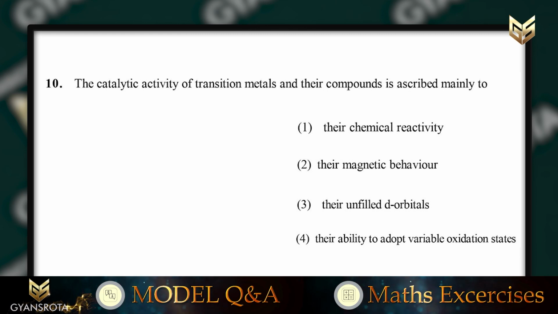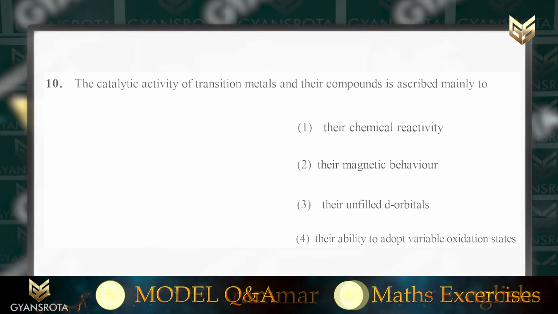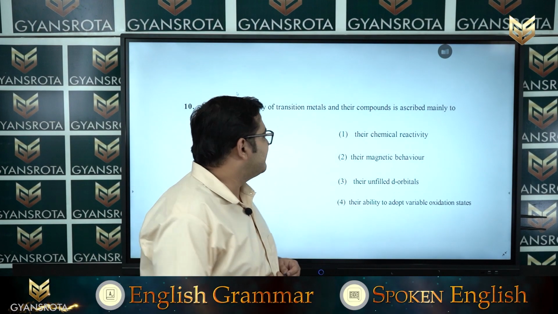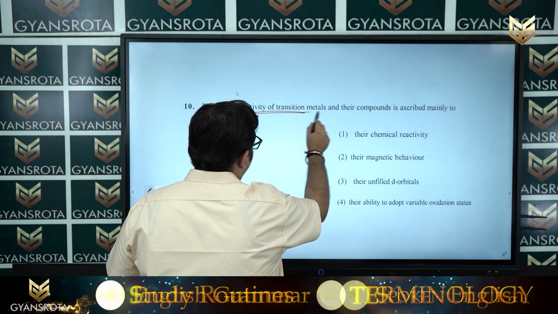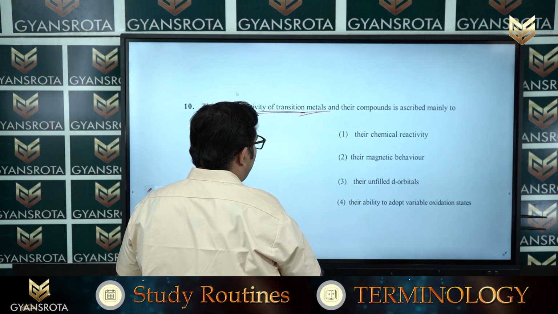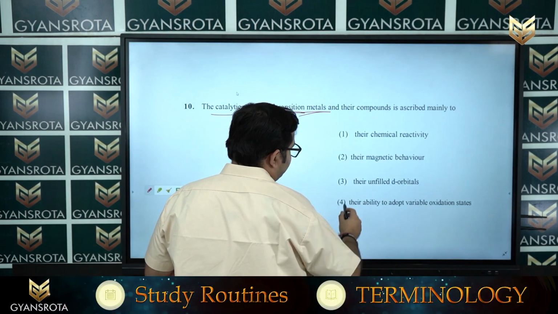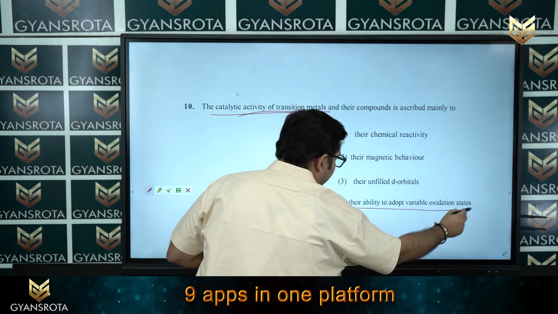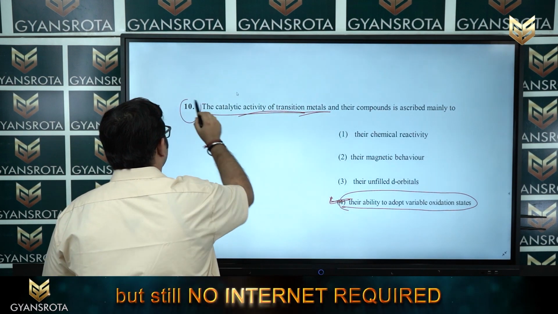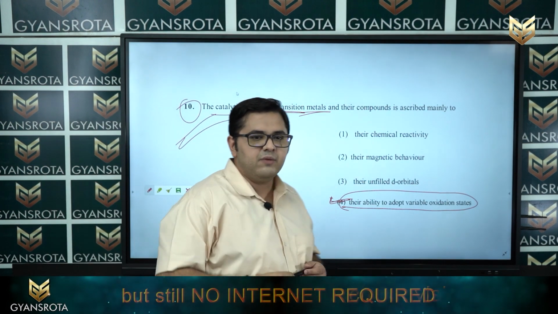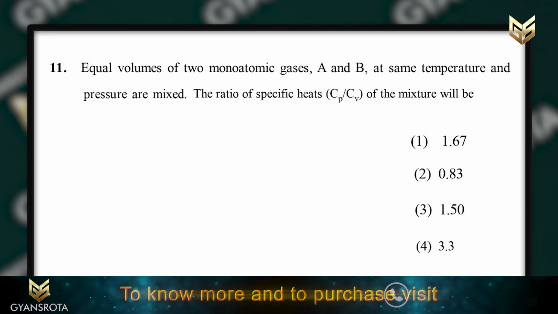The catalytic activity of transition metals and their compounds is ascribed mainly to. So now we are moving to the solution part. The catalytic activity of transition metals is due to the variable oxidation states. Now if you see in the options, option number 4, their ability to adopt variable oxidation state, is the correct answer of your question number 10. So now we are moving to the next question, that is question number 11. Question number 11 is on your screen.